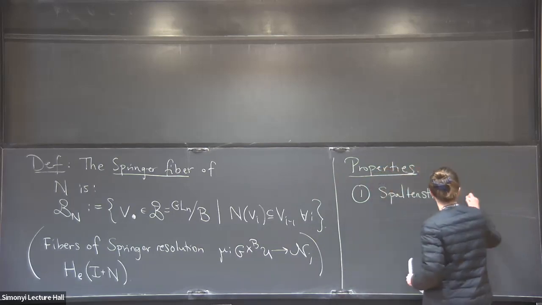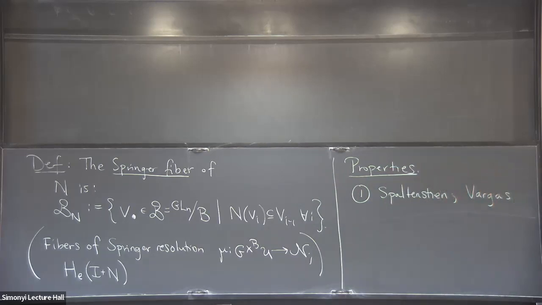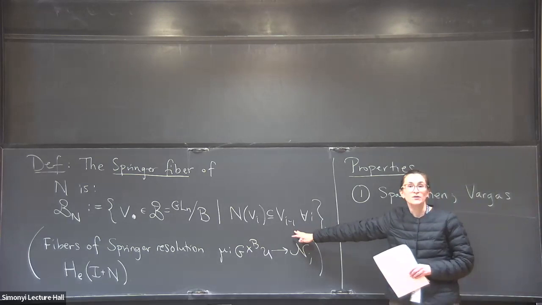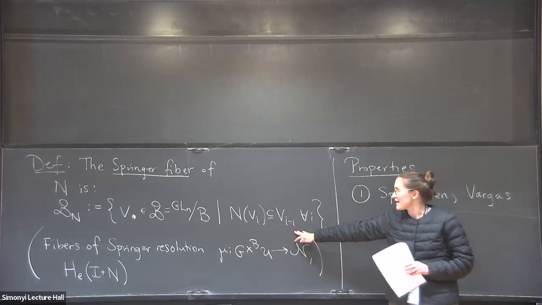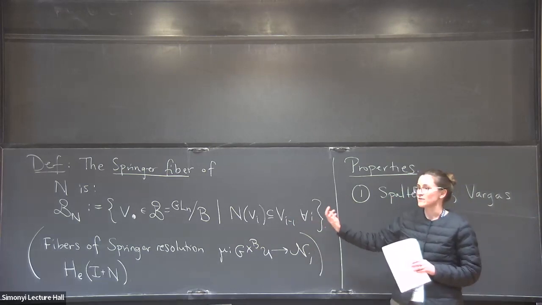Spaltenstein proved, and there's also a paper by Vargas that explains this as well, and you can find it in other places now. One issue you might have is that these things are in fact not irreducible, they're reducible. So some people will take issue with me calling this a variety, but I'm going to be okay with that for now. And so if it's not irreducible, what are the irreducible components?